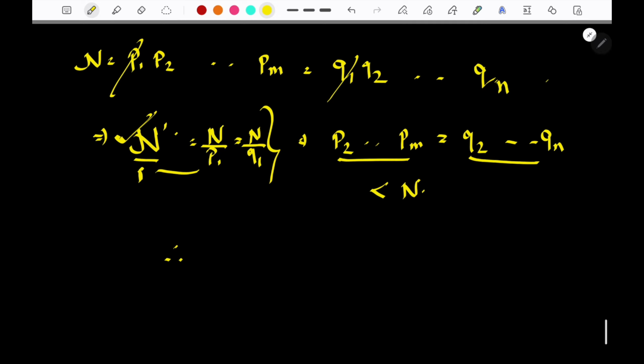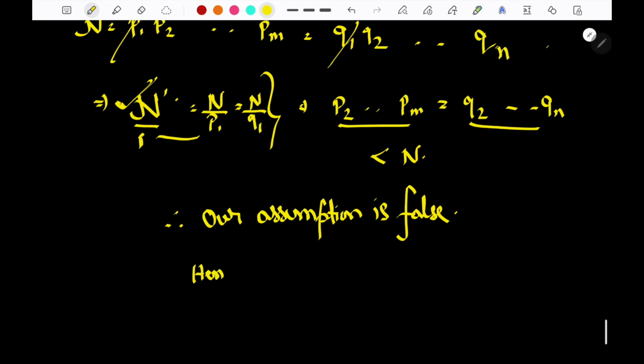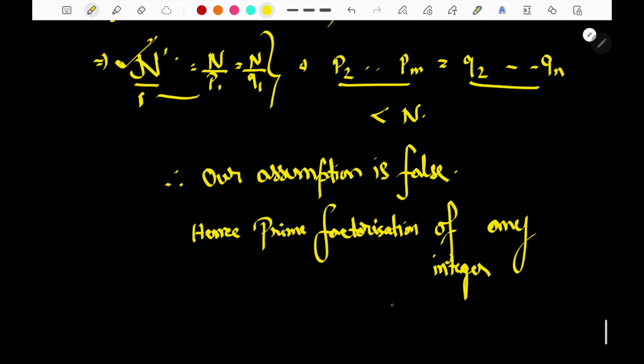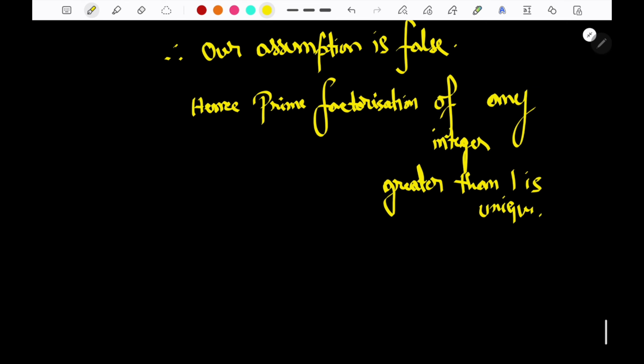So therefore, our assumption is false. And hence prime factorization of any integer greater than 1 is unique. That is the statement. Done. Now, but what are the applications? So let's move on to applications and questions.